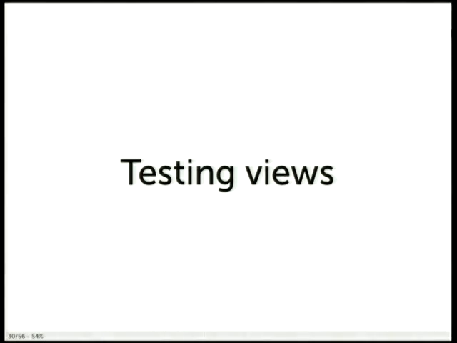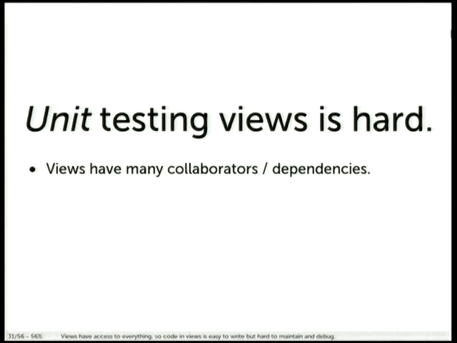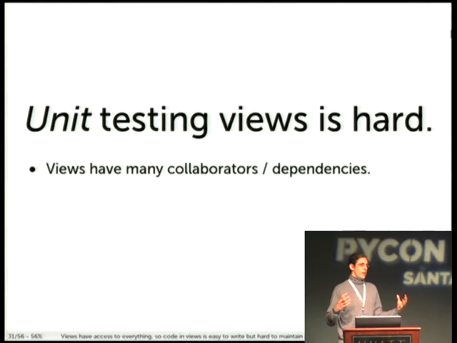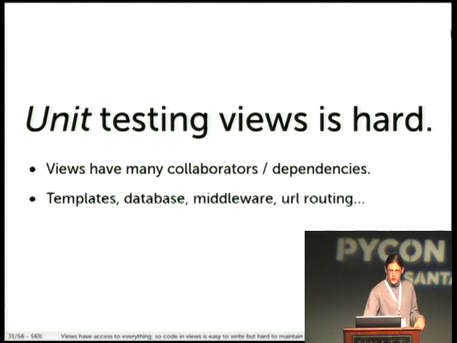Okay, moving on to testing views. We talked about unit tests versus system tests. Views are some of the hardest code to write unit tests for, and the reason is view code in Django is where everything else comes together. They have many collaborators or dependencies. So views, they get the request, they usually use templates, they usually talk to the database. Pretty much everything else in your Django project comes together in your view code. And that means that if you're going to write an isolated unit test, you have a lot of things that you need to set up yourself to allow that view code to run.